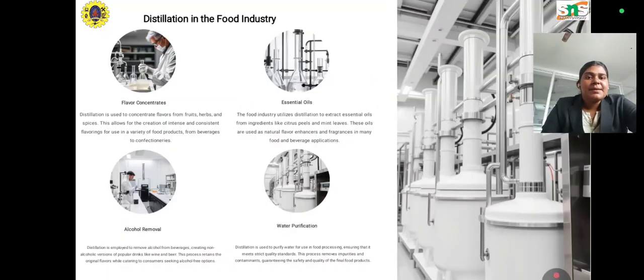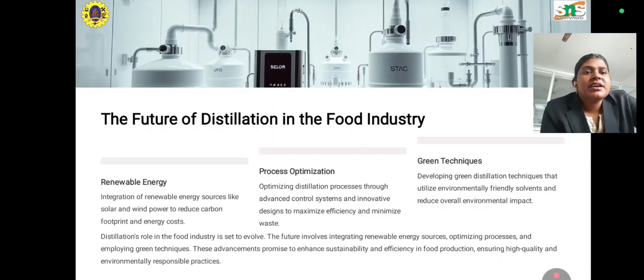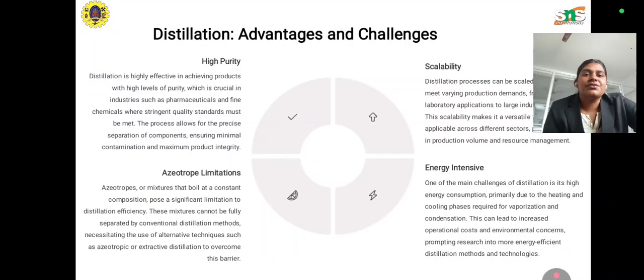Next, let us see distillation in the food industry. It is used for essential oil extraction, water purification, alcohol separation and also flavor concentration. Next, here are the advantages and disadvantages of the distillation process. High purity can be gained and scalability can be achieved. These are the negative points: it also has some limitations for isotopes, and it is energy intensive.